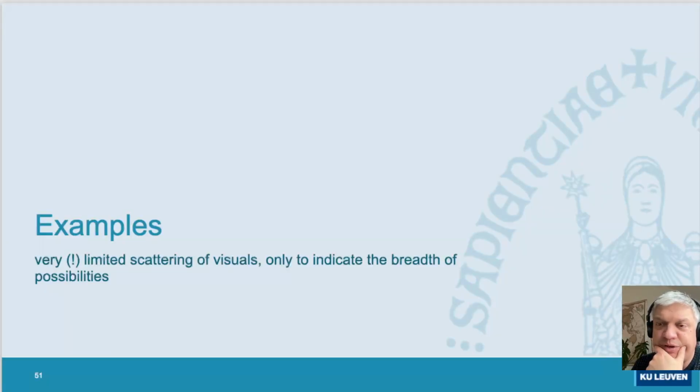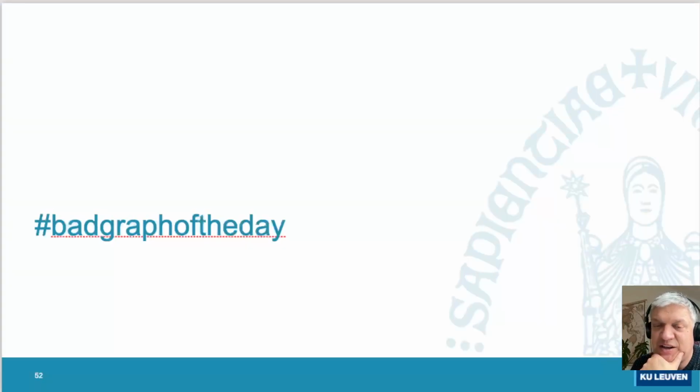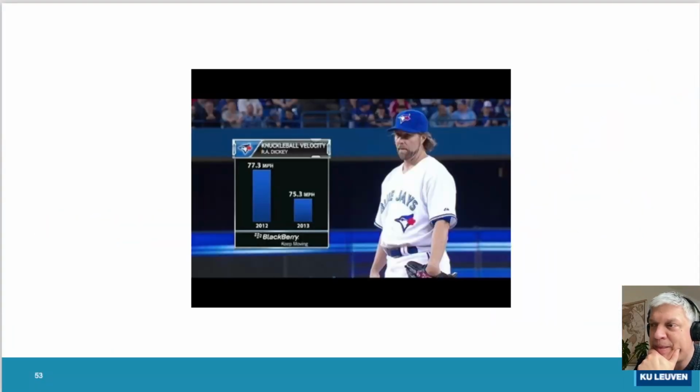In this part, we'll look into some examples of good and bad data visualizations. And we'll start with the bad ones. So what is wrong with this picture?